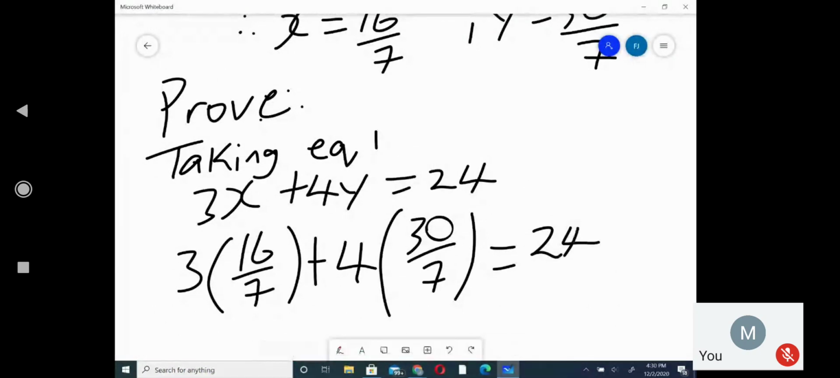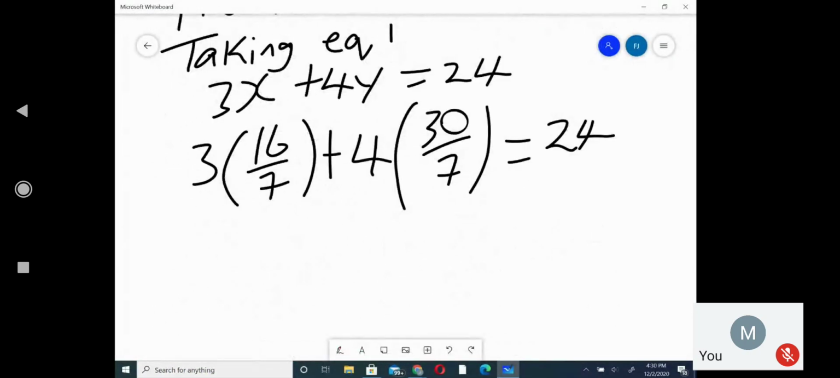3 times 16 over 7 gives us what? It's not easy though. The work is not easy.